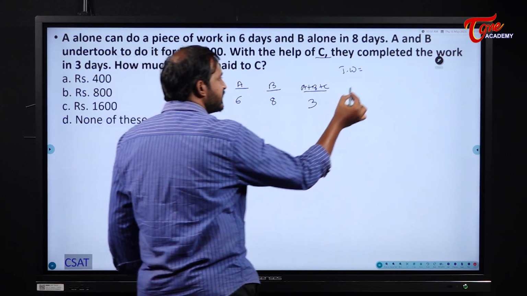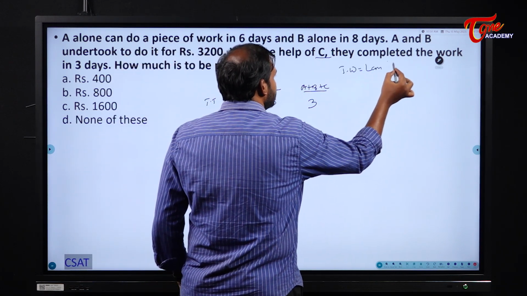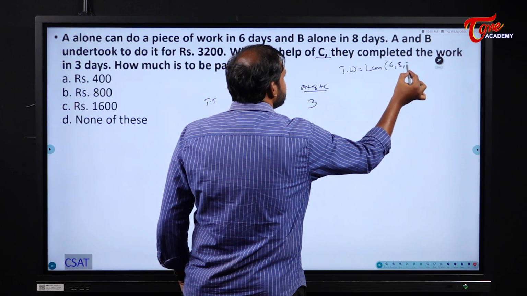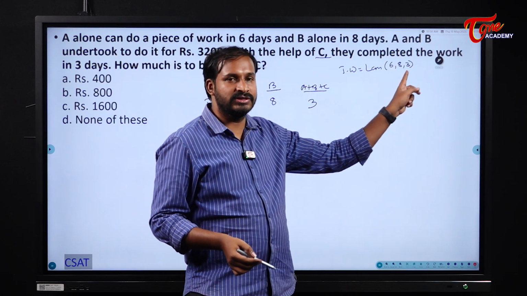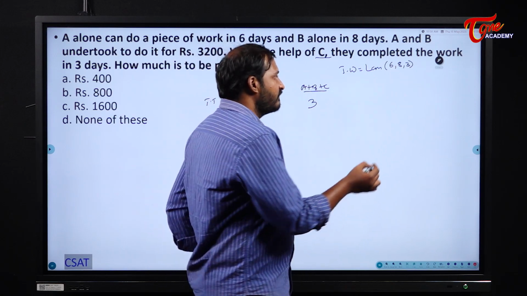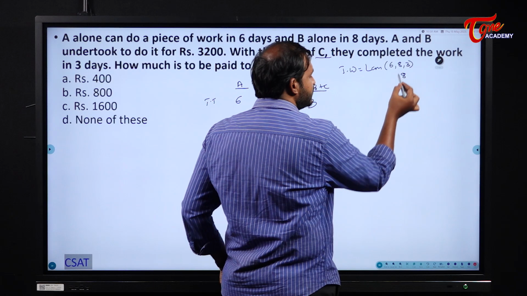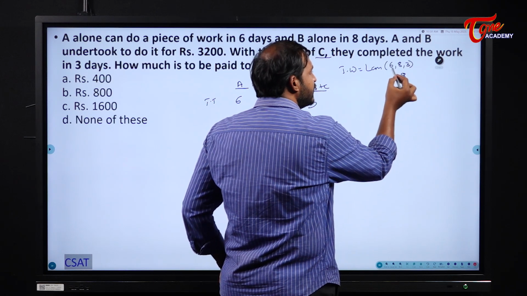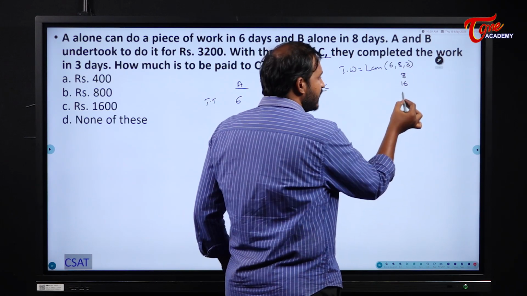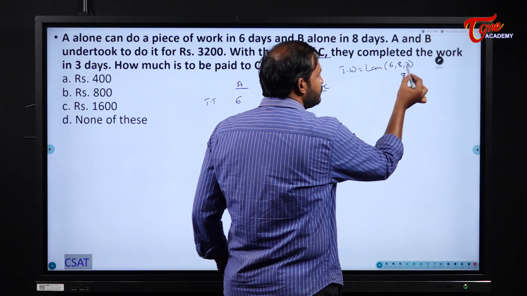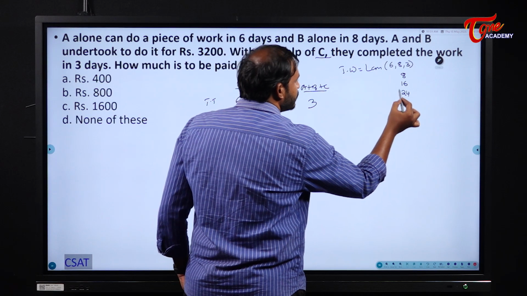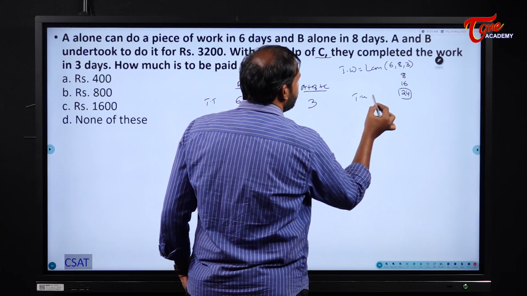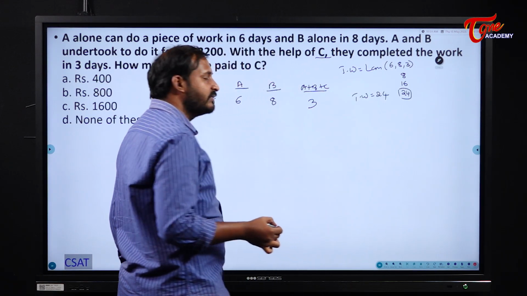First of all, what is the total work here, students? Total work will be the LCM of the times given. LCM of 6, 8 and 3. Go with the multiples of 8. Is 8 divisible by 6 and 3? No. Next multiple is 16. Is 16 divisible by 6 and 3? No. Next multiple is 24. Is 24 divisible by 6 and 8? Yes. So 24 is the LCM. Total work will be 24.